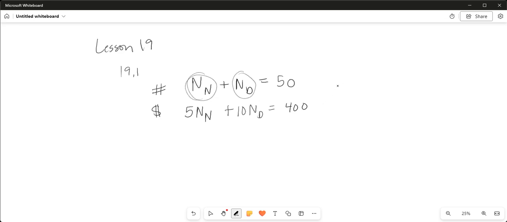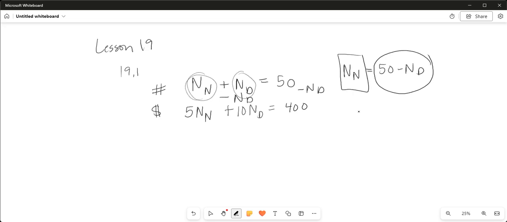Okay, now it's just a substitution problem. So I'm going to solve this for number of nickels. And I'm just going to subtract ND from both sides. So that gives me NN equals 50 minus ND. And I can take this and substitute it for NN in the second equation. So 5 times (50 minus ND) plus 10 ND equals 400.